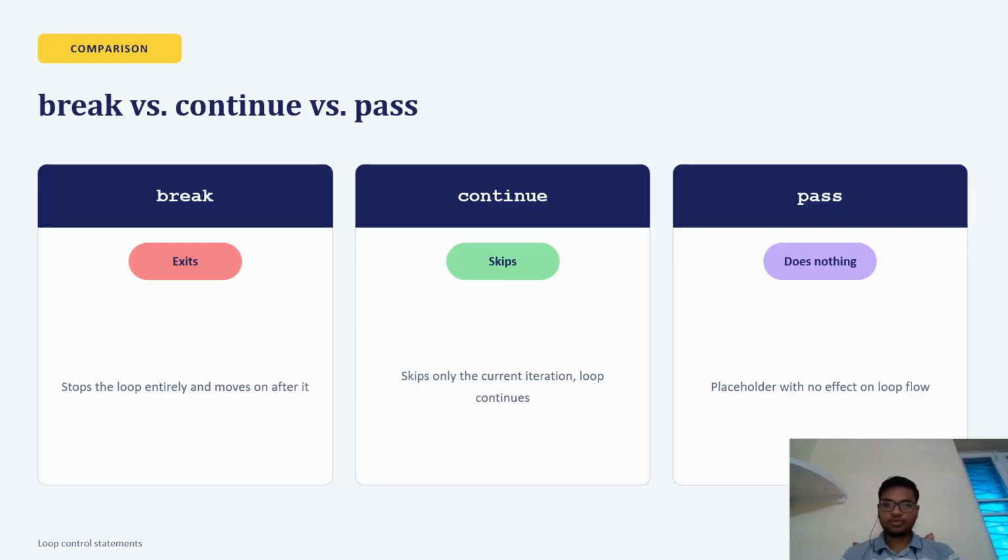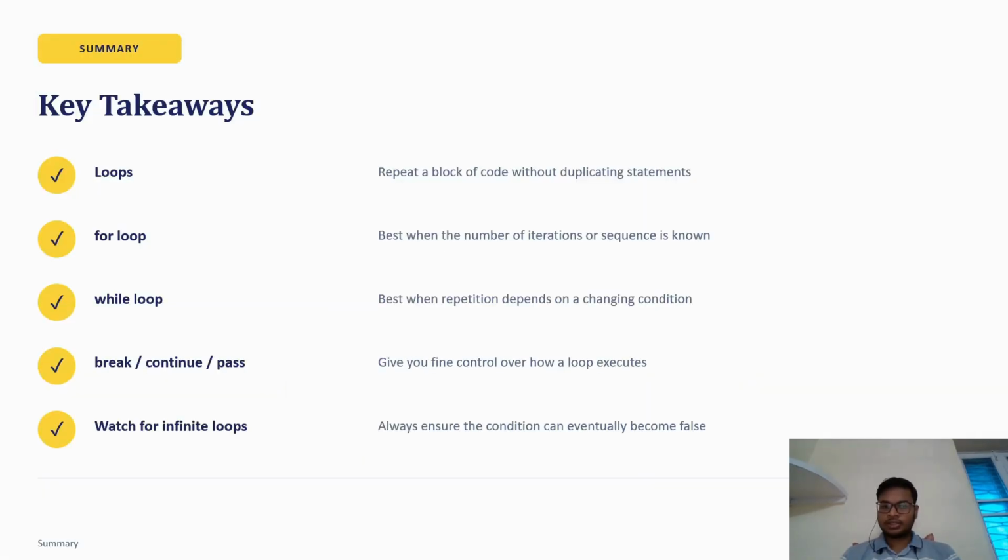So we also have to do some code based on this. Now just see the summary of what we learned today. Key takeaways: first of all, we have done loops, which repeat a block of code without duplicating statements. The second one is the for loop, used when the number of iterations or the sequence is known. And the third one is the while loop, used when repetition depends on a changing condition.